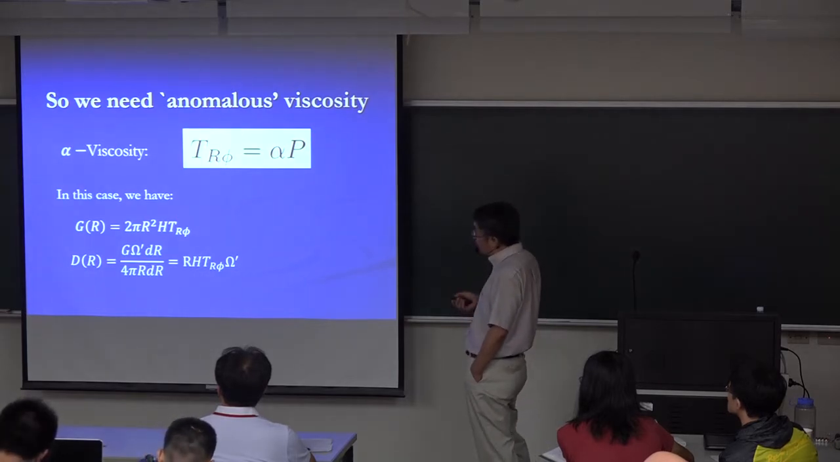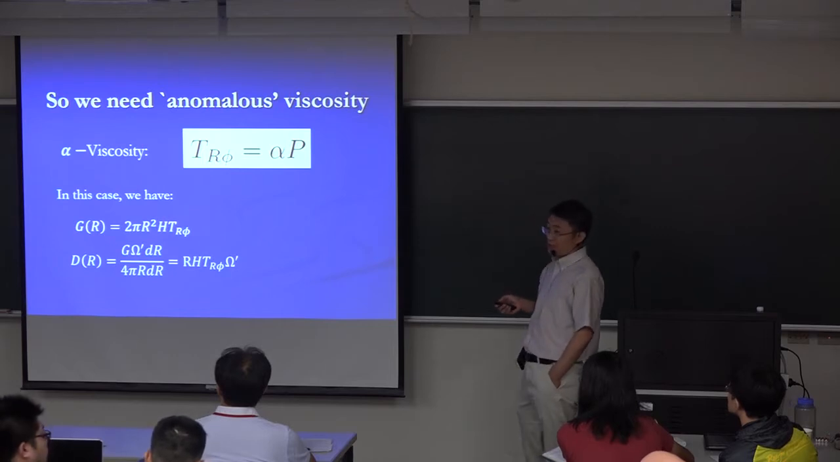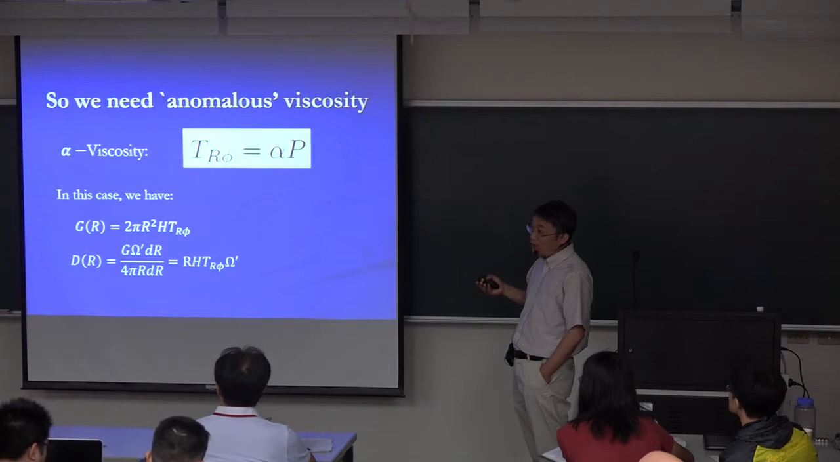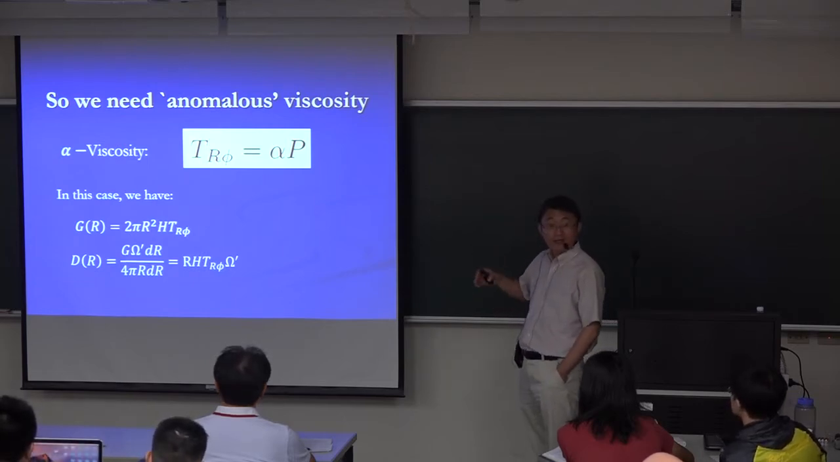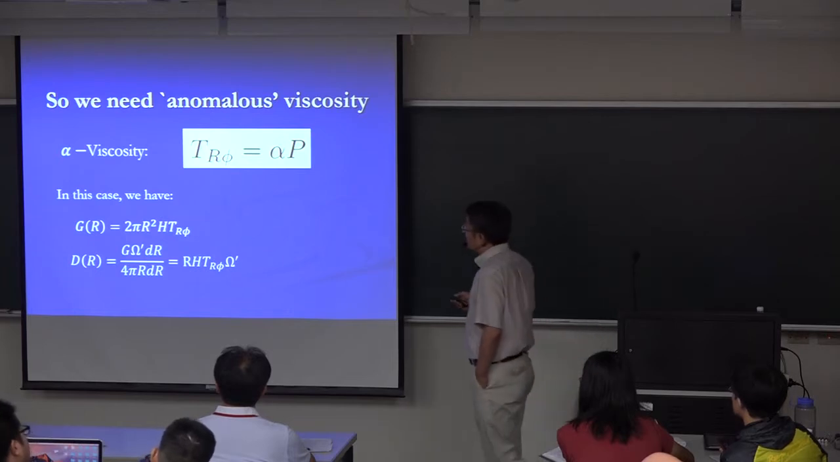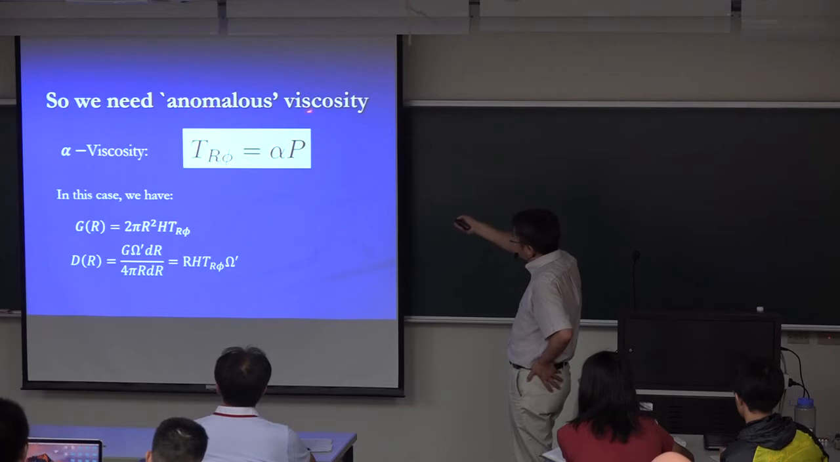However, many studies have shown that the typical viscosity we usually use in the Navier-Stokes equation, for example, is too small. Too small means it is not large enough to transport the angular momentum to let the black hole accretion occur. So this is why we have to invoke anomalous viscosity.